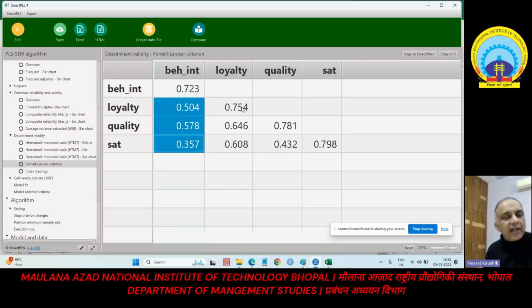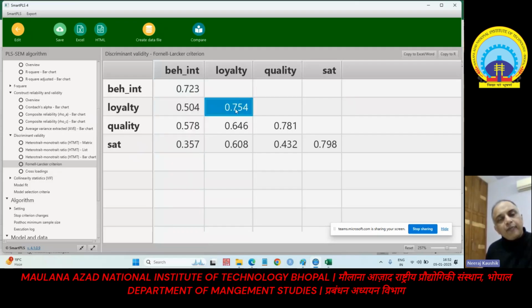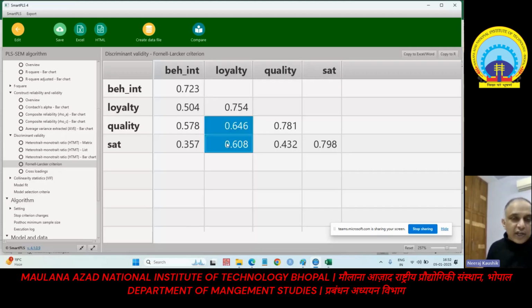If you go with the same guidelines, loyalty: 0.754 is the correlation on an average of loyalty with all of its items. What is the rule? This value should be greater than all the 3 correlations loyalty has with others. Two values are here and the third value is here. Loyalty, behavioral intention, loyalty quality, loyalty satisfaction.